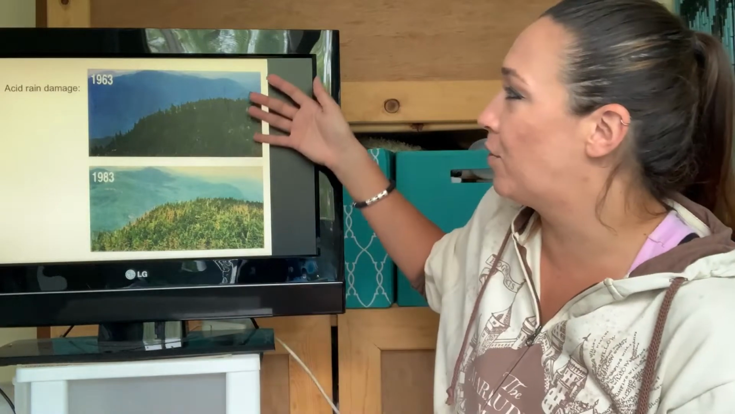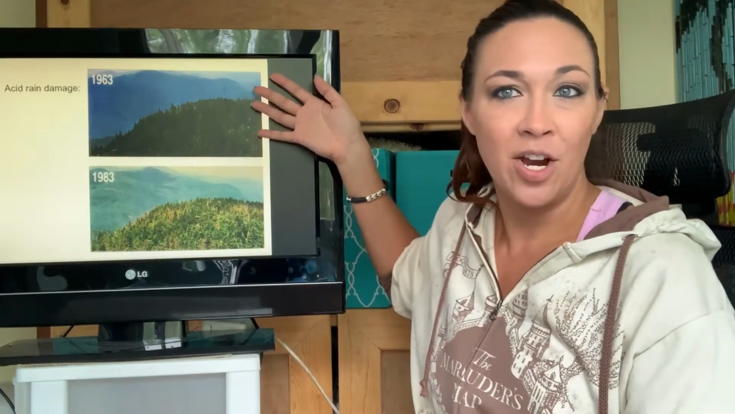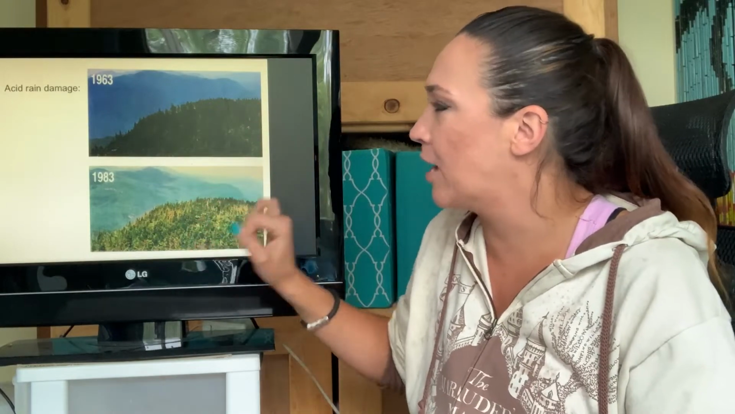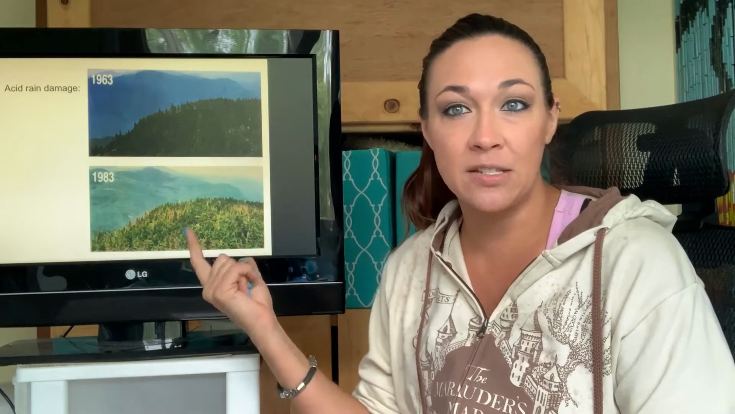This is a picture of a nice healthy forest in 1963, right? Big green, lush, thick forest right here. This is the same exact picture 20 years later, in 1983. And what you can see is this yellowing, this browning everywhere, all along the hills, these like dead patches right here. That's because of acid rain.